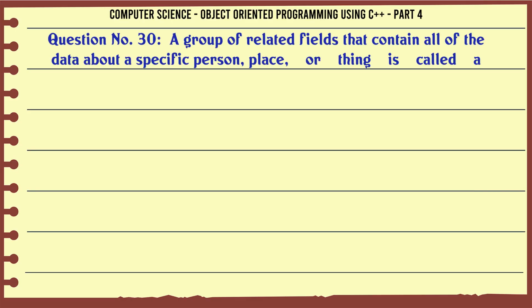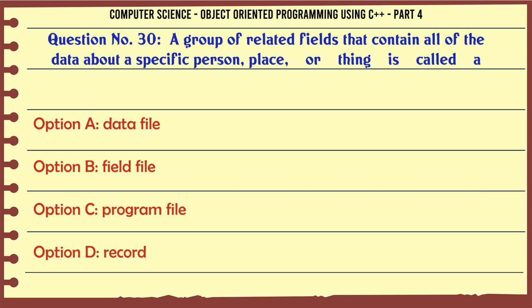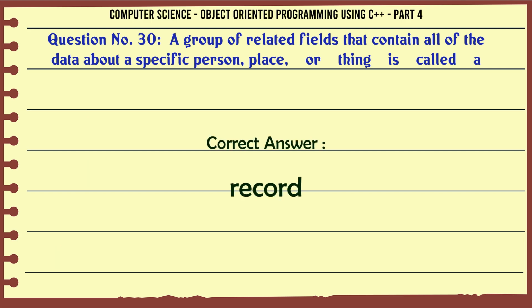A group of related fields that contain all of the data about a specific person, place or thing is called A. Data file, B. Field file, C. Program file, D. Record. The correct answer is record.